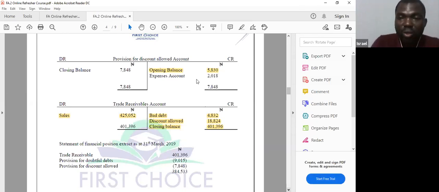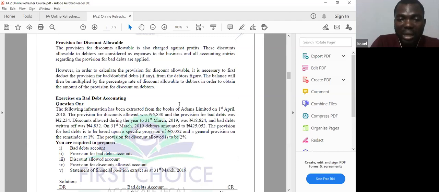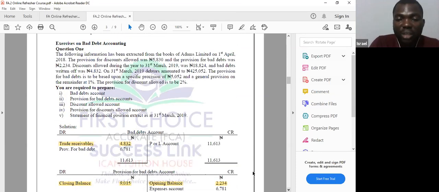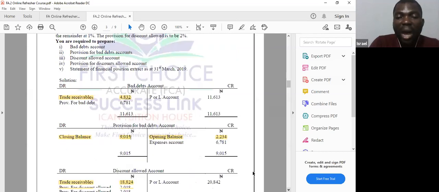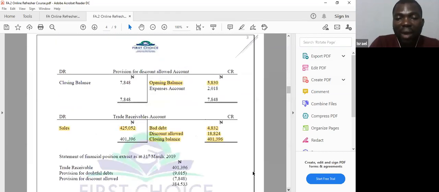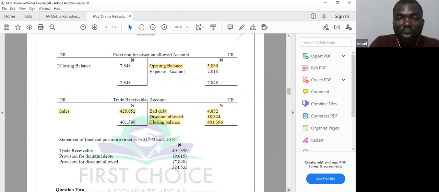So what is the percentage of the provision for discount allowable? So we go back there and check which one is discount allowable. That is 2%. So times 2%. That will give us 7,848. That amount is the closing balance for the provision. It means that at the end of the year, our provision for discount allowed is the amount that we have got. So we come here and put closing balance.